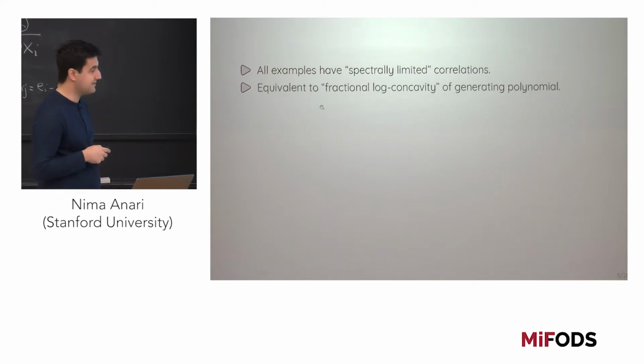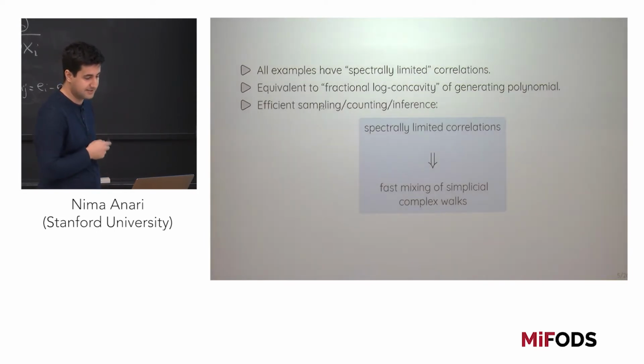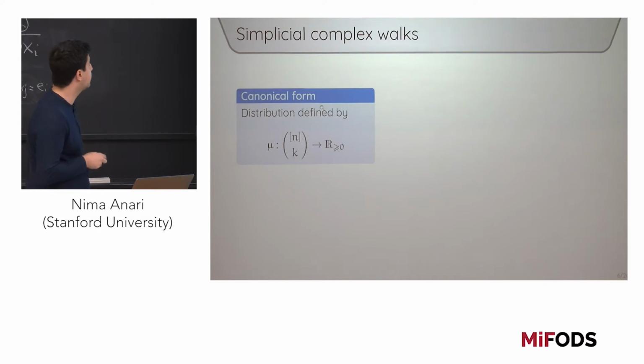And this is equivalent to some generalization of log-concave polynomials that Cynthia talked about. So log-concave polynomials imply spectral correlations are negative. Some generalization of it corresponds to having spectrally limited correlations. And the theme is that whenever you have spectrally limited correlations, you get fast mixing random walks for your distribution. Okay. So let me standardize all of these examples that we have seen.